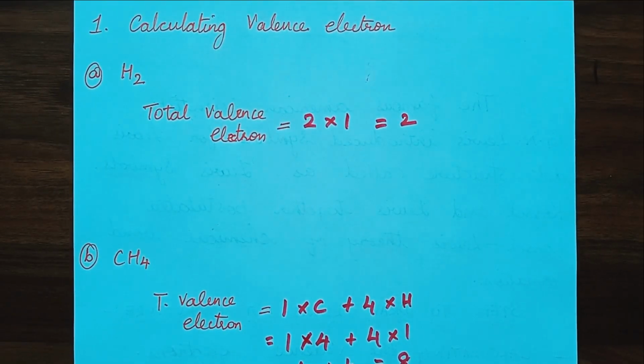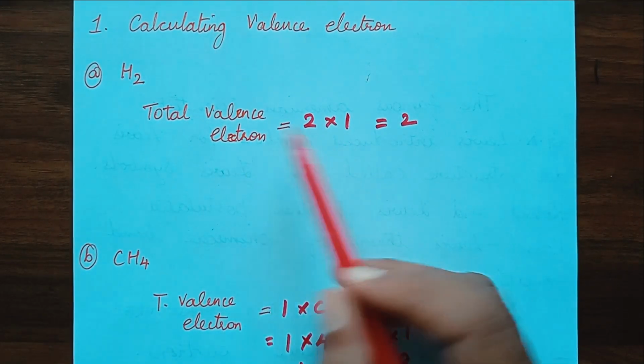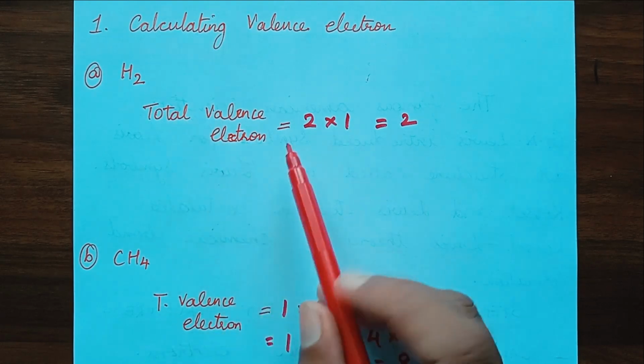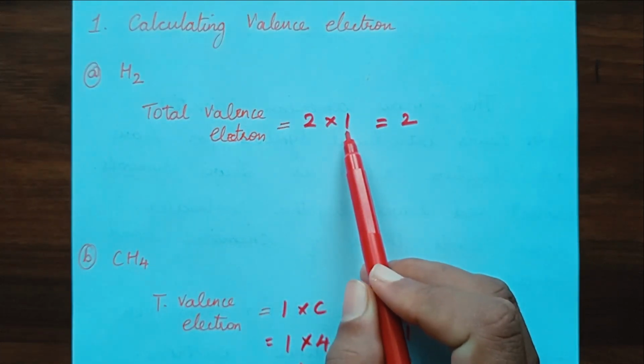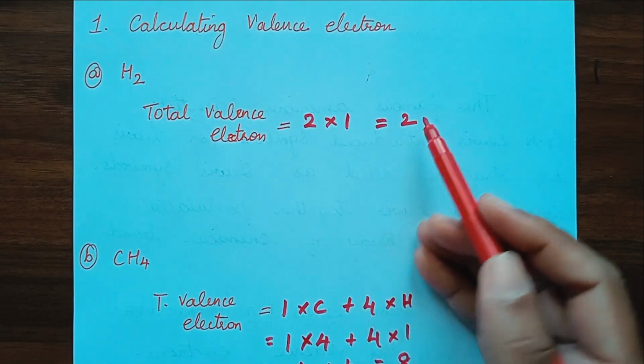Next we see some examples for calculating the valence electrons. First I have taken the H2 molecule. There are 2 hydrogen atoms in the H2 molecule. So 2 into the valence electron of hydrogen, which is 1. So 2 into 1 is 2. So the total valence electron is 2.